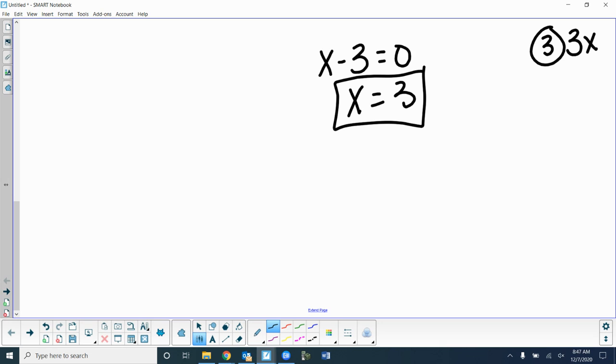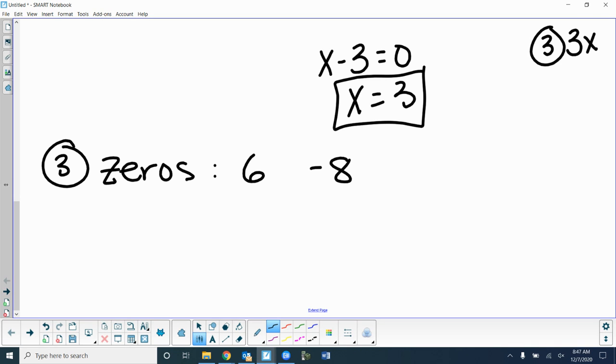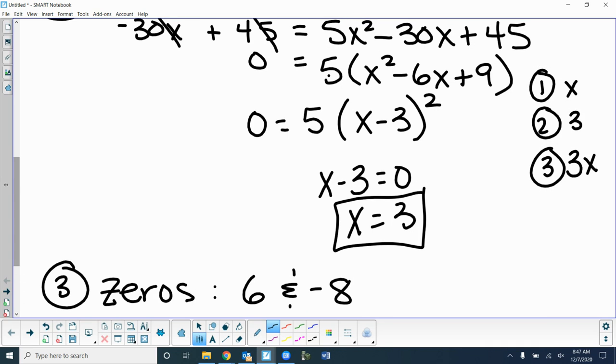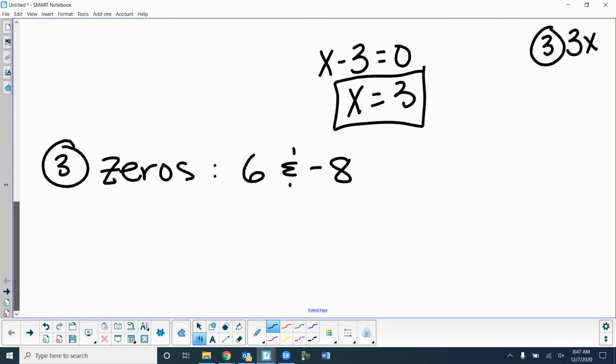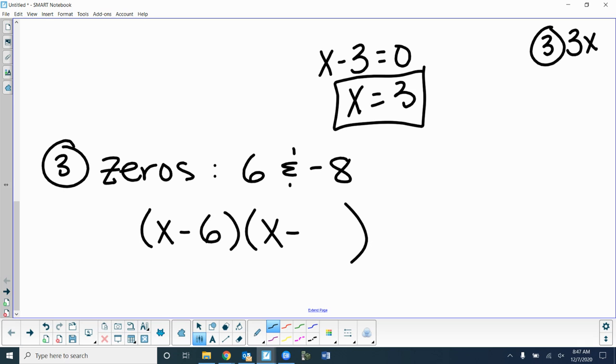Okay. Number 3, we're going backwards. All right, they said the zeros were positive 6 and negative 8. Right? So the way we start these to go backwards, we want it to look like factors. So we always start x minus. Since there's 2 of them, I have 2 x minus. And then I just put those numbers. Drop the 6 in, drop the negative 8. Well, what's minus a negative 8? Plus 8. So I'm going to change that.